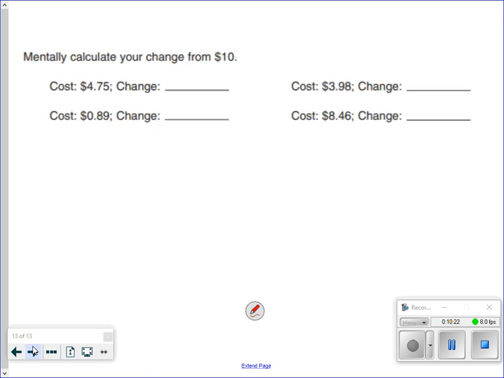I like this next one. Mentally calculate your change from $10. Probably wondering, how do I do this? Watch closely. If $10 is our total for each one of these, $4.75, what is that closest to? It's closest to $5. How close is $4.75 to $5? All of you are pretty good with money because everyone likes money. Because when you have money, you can buy candy and pop and toys and just all sorts of awesome things. $4.75 is 25 cents. It takes 25 cents to get to $5. And how close is $5 to $10? It's $5. The answer is $5.25 in change.